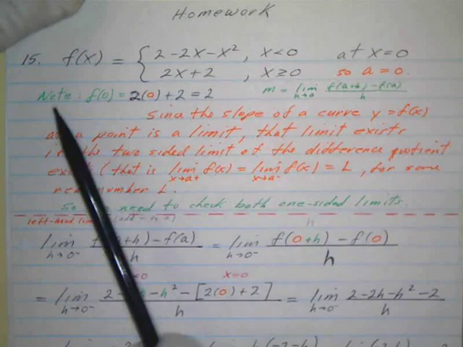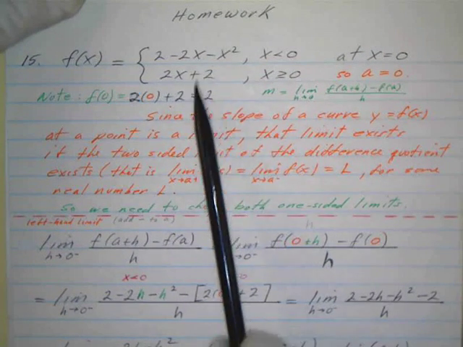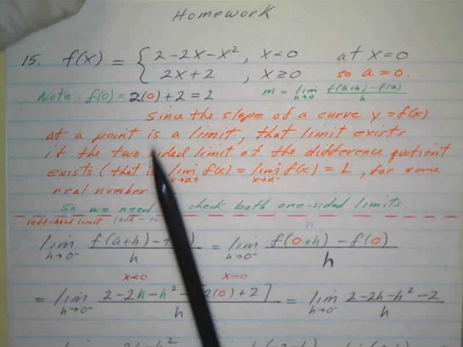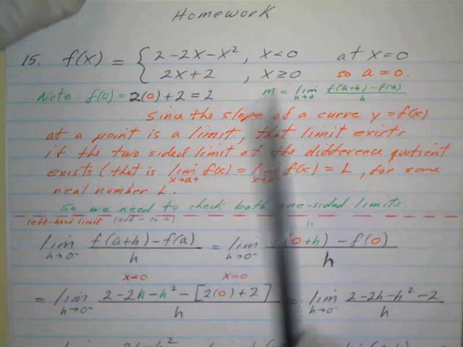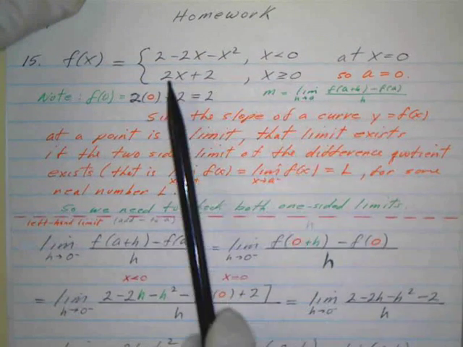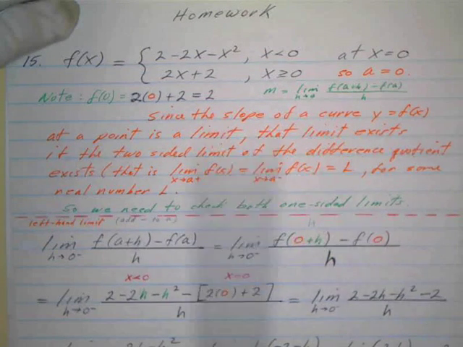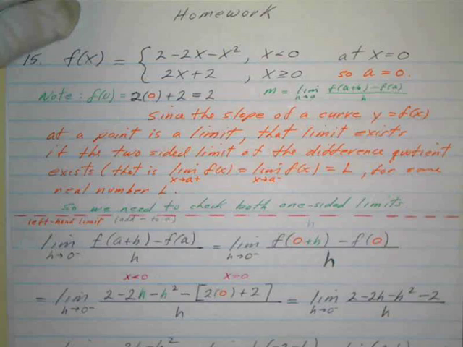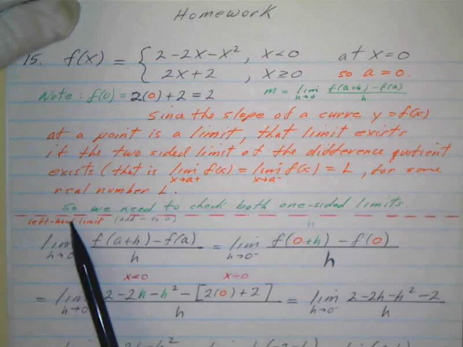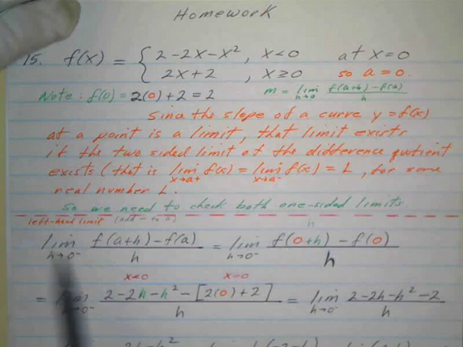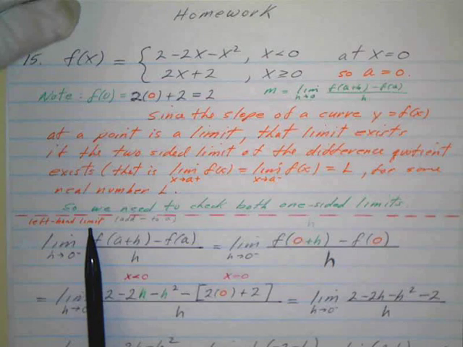And note that f of 0, now this is tricky about these piecewise functions, so watch this because it will crop up again. Notice that f of 0, this is when it's equal to 0, is 2x plus 2. So again, we've got to check the left and the right-hand limits. So this is back from the book. We're going to check both one-sided limits. So this is the left-hand limit.